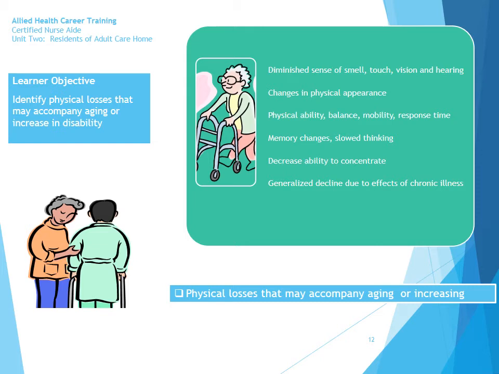You might also have a generalized decline due to effects of chronic illnesses. So think about anybody you know that has a chronic illness, such as diabetes, such as heart failure, lung problems, liver disease, kidney disease. They're going to have a generalized decline just because of all those chronic illnesses.